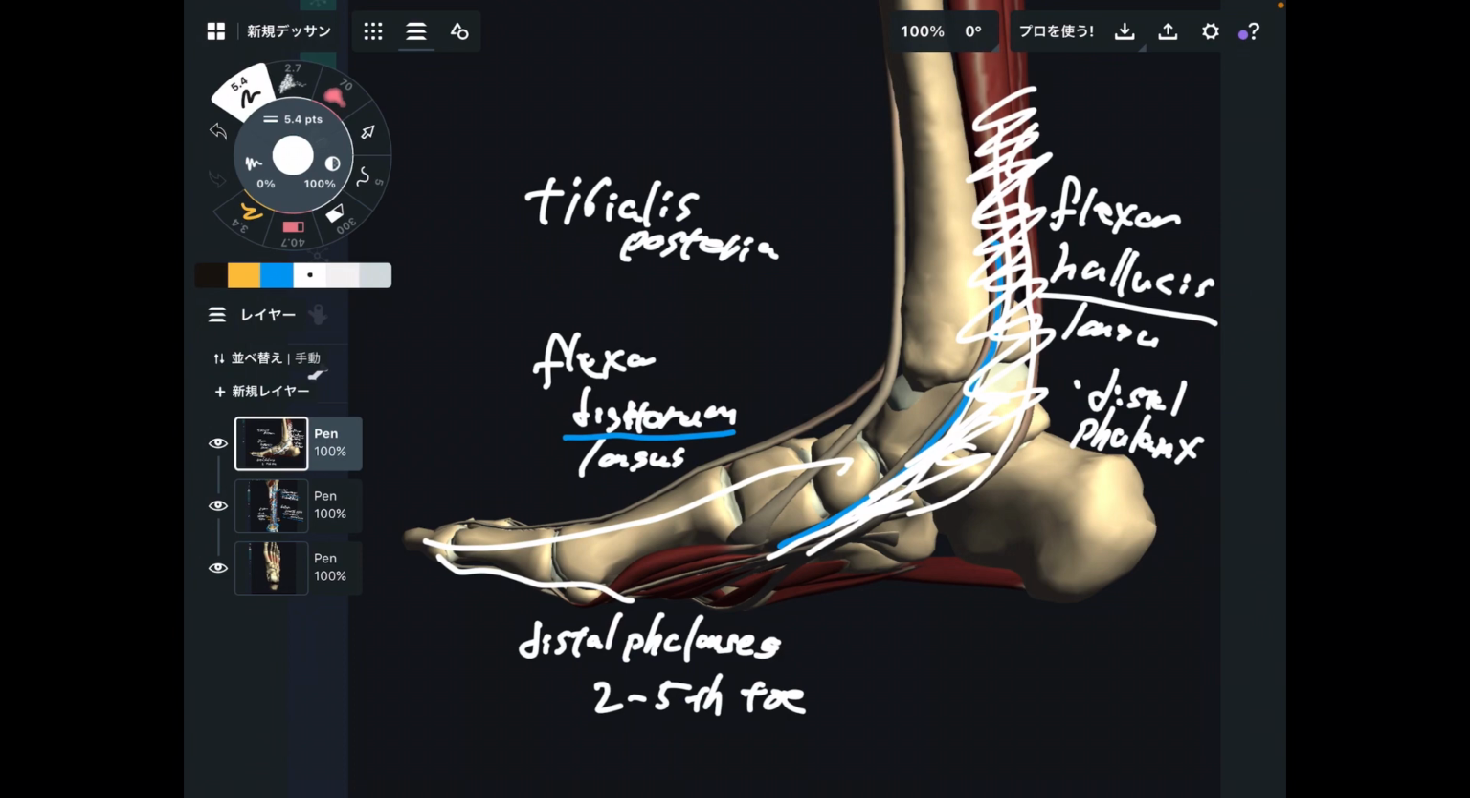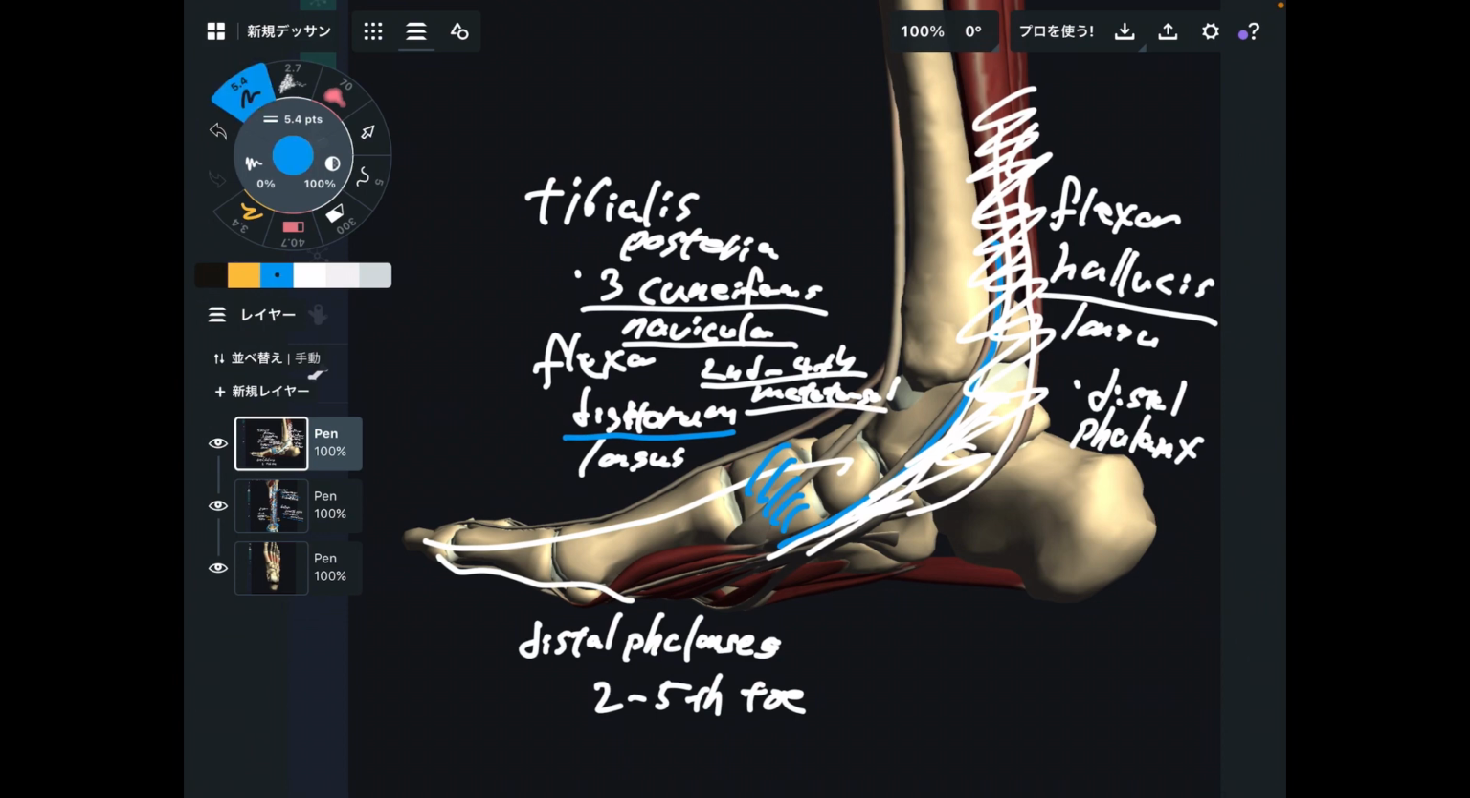What about tibialis posterior? This muscle has so many insertions. Okay, there are three bones in the middle part of the foot. There are three cuneiforms. Tibialis posterior attaches to all cuneiforms. So three cuneiforms, plus the navicular bone, plus the second through fourth metatarsals. Sorry, it's a little bit messy. This is the insertion of the three muscles.